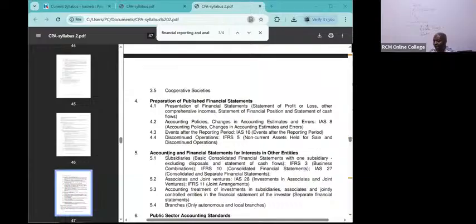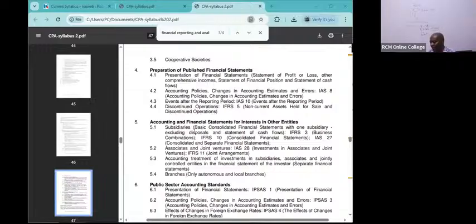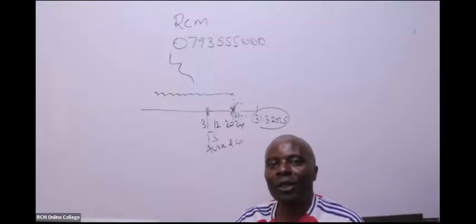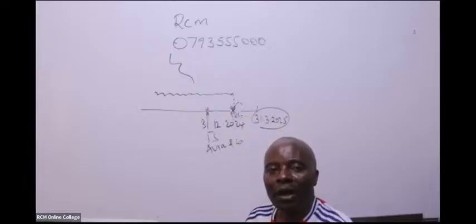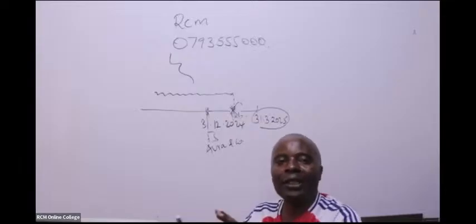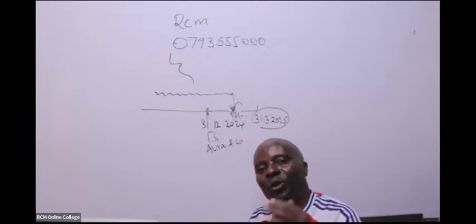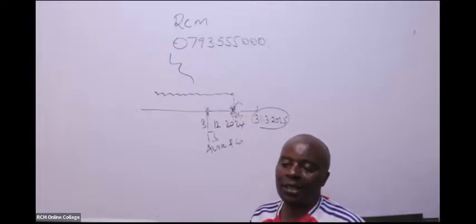Then, ladies and gentlemen, we have this concept of accounting and financial statements for interest in other entities. So we have subsidiaries, associates, joint ventures, branches, only autonomous and local branches. Here, basically, they want us to do what we call group accounts. As we shall see under group accounts, we have a parent company. Underneath the parent company, we have, in this case, for example, subsidiaries. We have other interests where we own with others jointly. All right. So I shall show you how you compute goodwill, how you do consolidations, etc.